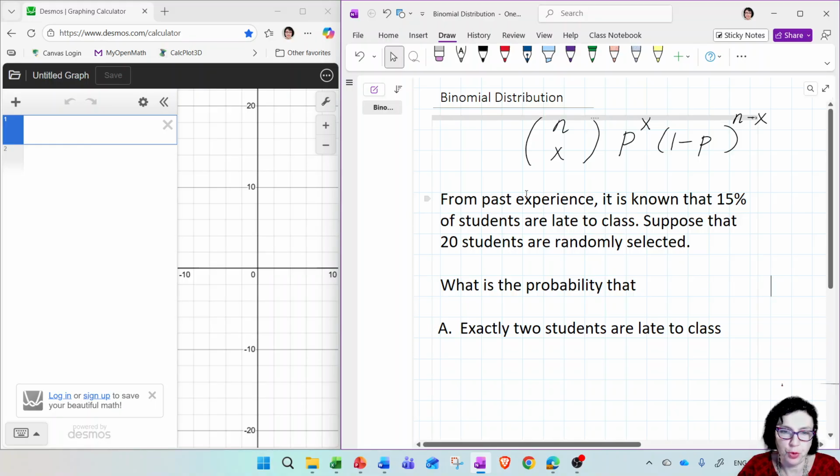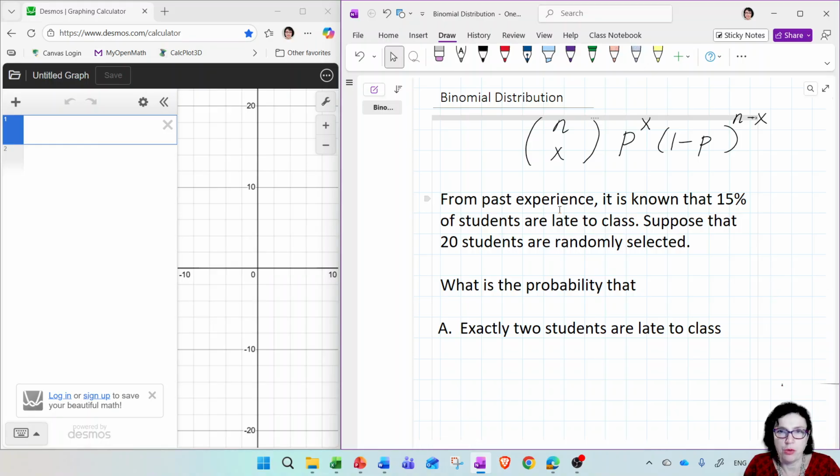Now, I'm looking at the following example. Suppose that from past experience, 15% of students are late to class. Suppose that you randomly select 20 students, and then you want to know what's the chance, for example, that 2 people are late to class.